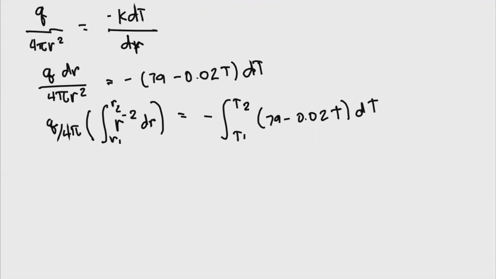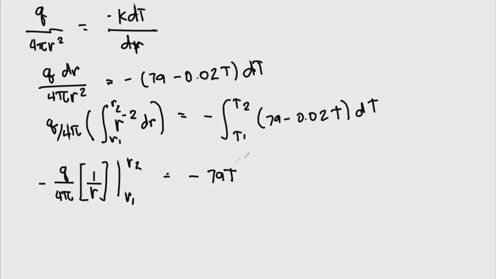So, our Q over 4 pi, this one should be negative 1 plus 1 all over negative 1. So, we have here negative over 1, and then this one is r, evaluated from r sub 1 to r sub 2, and this becomes negative 79T. This becomes plus 0.02 power rule T squared over 2 evaluated from T1 to T2.